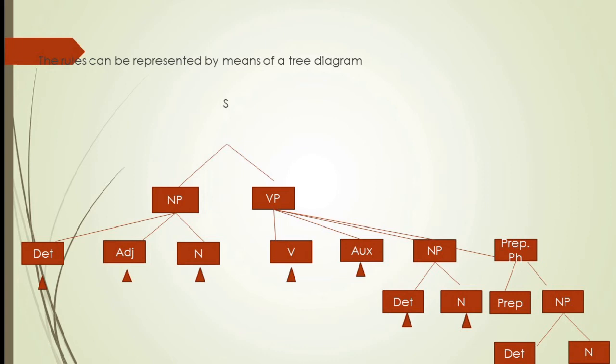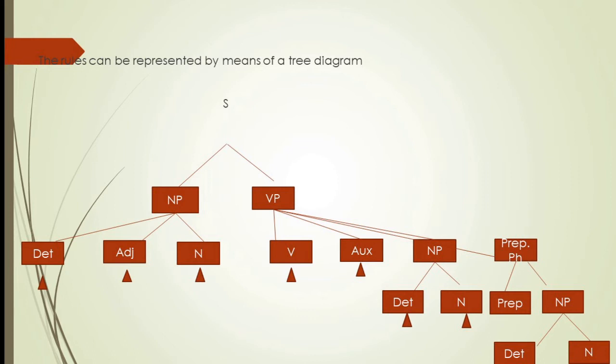Now, I have shown delta underneath determiner, adjective, noun, verb, auxiliary, etc., in order to show that they are terminal nodes because they cannot be expanded once again. But noun phrase, verb phrase, etc., are non-terminal nodes because they can be further expanded. Now, underneath the prepositional phrase, you have preposition plus a noun phrase, and there underneath the noun phrase, it again is divided into determiner plus noun. So there should be deltas underneath determiner and noun there as well.